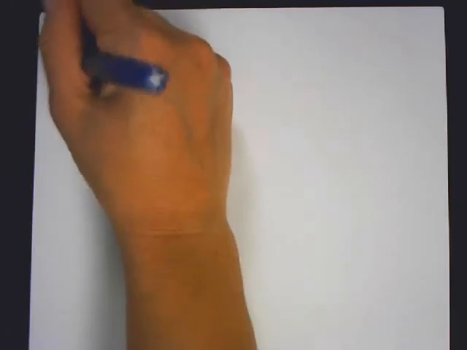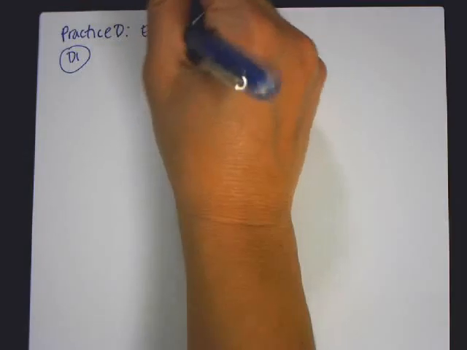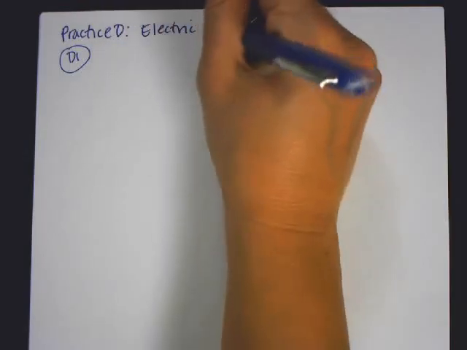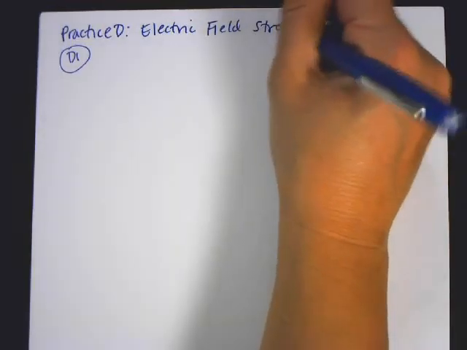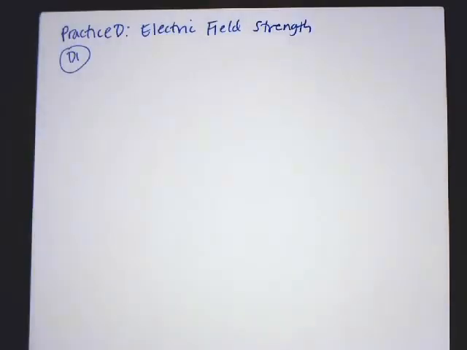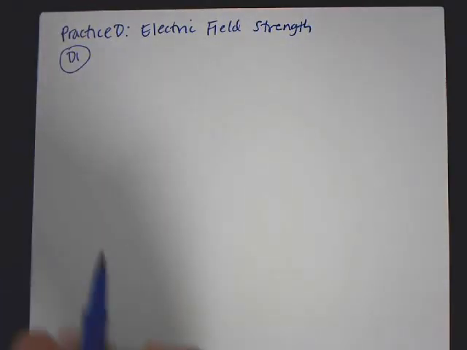Okay, practice D. We're going to do number 1. And this is electric field strength. We're going to apply the same laws of superposition that we used before, because the electric field is a vector quantity and it has both magnitude and direction.